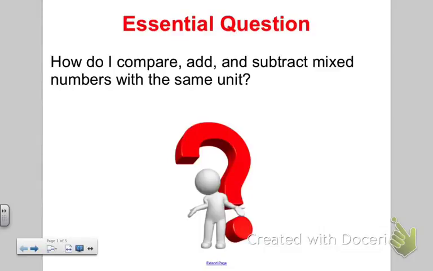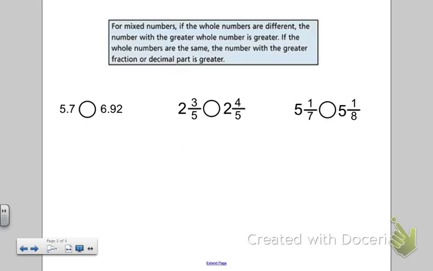In this second video for lesson 3-6, our essential question is, how do I compare, add, and subtract mixed numbers with the same unit? So we're going to be talking about the same units again, but this time with mixed numbers. Now this is not in your workbook, so don't worry about looking for a page number. However, there is a rule here that you'll find in your workbook for mixed numbers when you're comparing them.